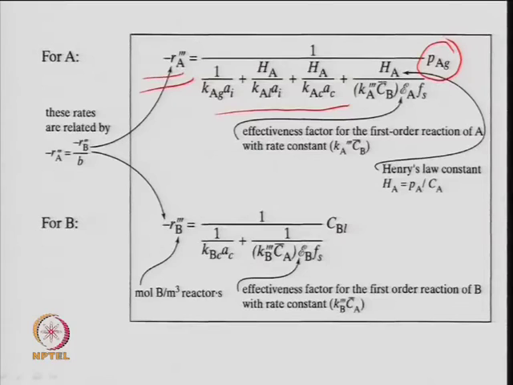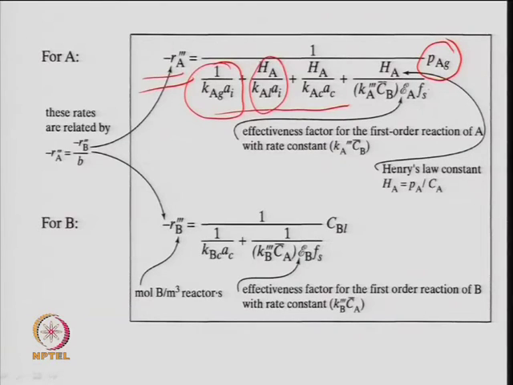So, this is known to you, and the rest of the terms are representing, this is the resistance in the gas film, this is the resistance in the liquid film, this is a kind of resistance from mass transfer from the bulk liquid to the external surface of the solid, and this is the resistance which is offered because of diffusion and chemical reaction, right.